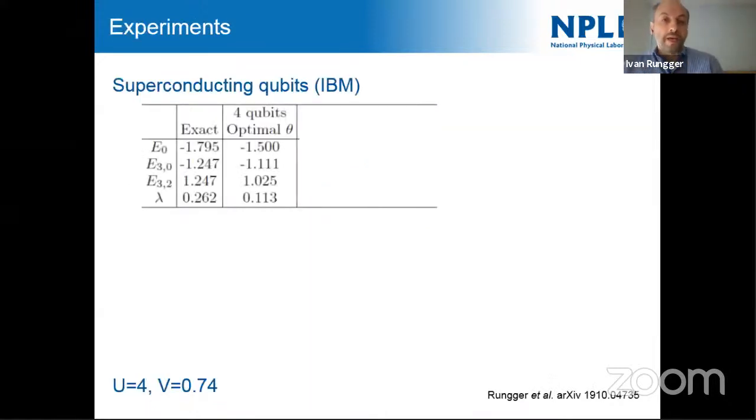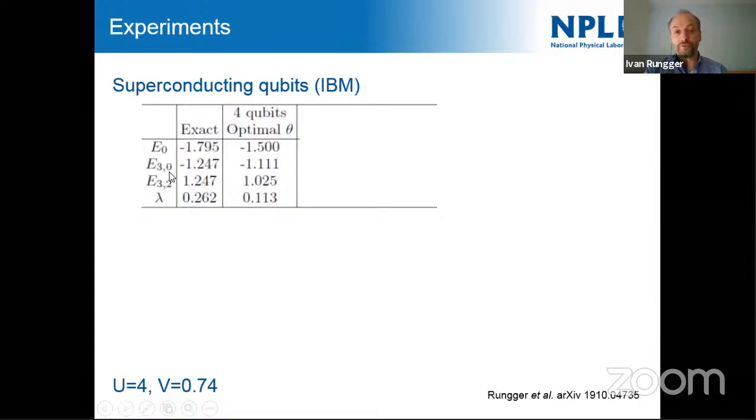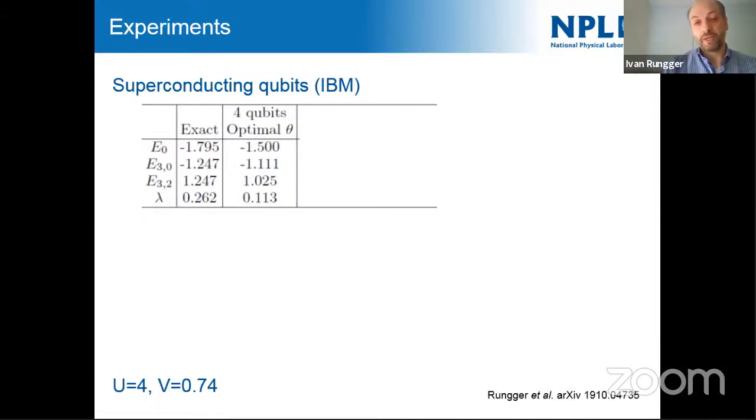Okay, and so we now show results for 4 qubits and 2 qubits on the quantum hardware with these 2 approaches. So let's start. Here I show tables with numbers, essentially, and I show all the 4 relevant quantities. E0 is the ground state energy, E30 is the ground state energy of 3 electrons, E32 is the first excited state energy of 3 electrons, and lambda is this kind of overlap-like matrix element. In this column is the exact analytical value. This can be computed. And here's what we get on IBM's machine on 4 qubits, where we first optimize all the thetas of the ansatz on a conventional computer, and we just fix them.